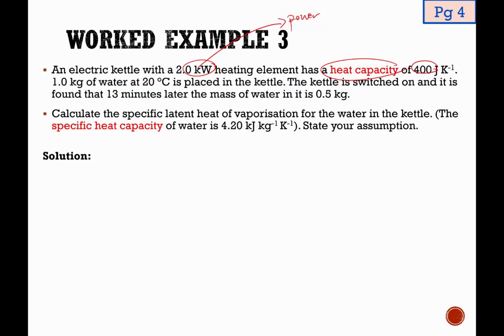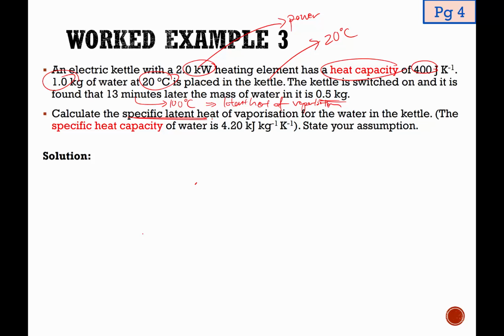Here we also have 1 kg of water at 20 degrees Celsius placed inside the kettle. With this mentioned, I will also assume that the kettle has the same temperature of 20 degrees Celsius. Then the kettle is switched on, and it was found that 13 minutes later, the mass of the water is now 0.5 kg. This tells me that initially there's 1 kg of water, and now there's only 0.5 kg. It must mean that the water is actually boiling. So 13 minutes later, the temperature of the water is 100 degrees Celsius, and in fact, half of it has already been vaporized. So that means I must be calculating something relating to the latent heat of vaporization. And indeed, in the question itself, I'm trying to find the specific latent heat of vaporization for the water in the kettle.